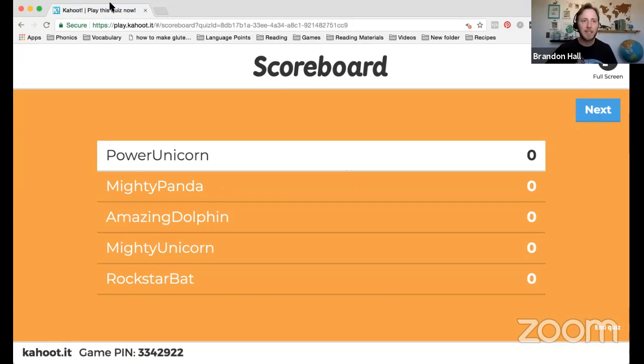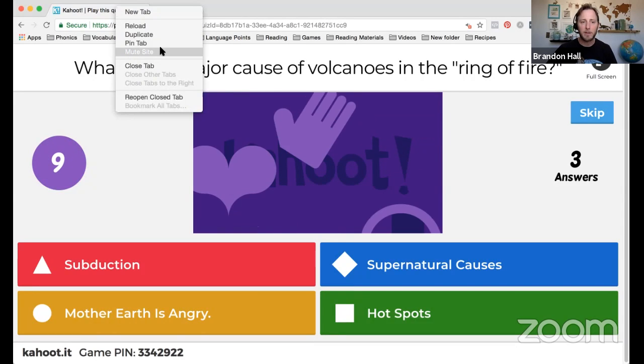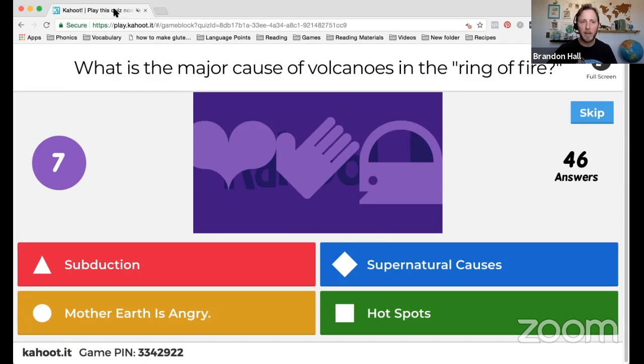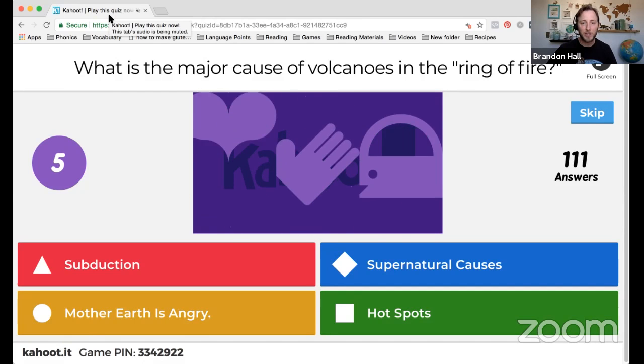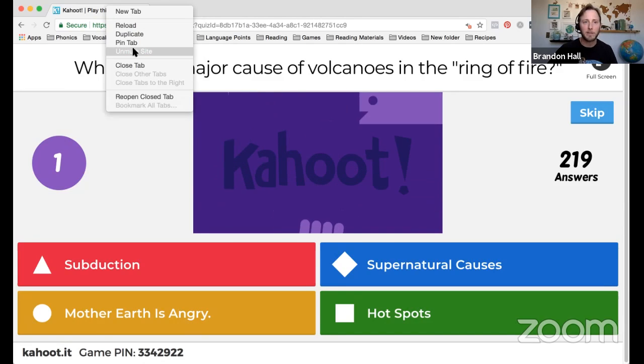The only thing that we didn't get to on the geo quiz is Lake Atitlan. Lake Atitlan is a crater lake. All right, here we go, guys. What is the major cause of volcanoes along the Ring of Fire? Is it subduction, natural causes, Mother Earth is angry, or hotspots?